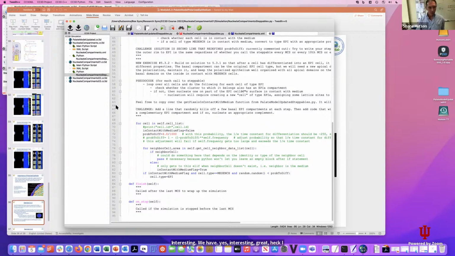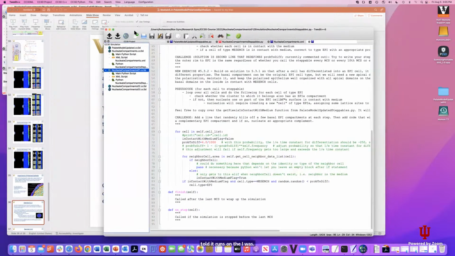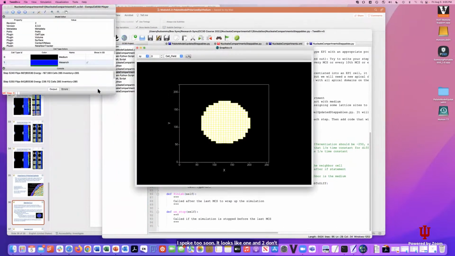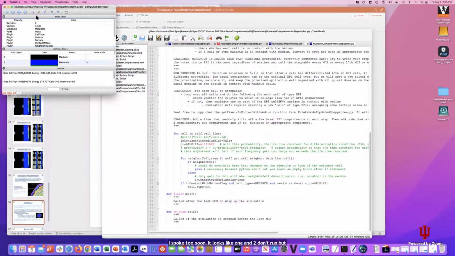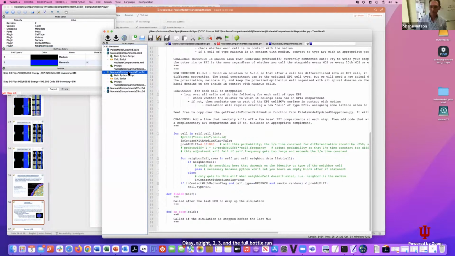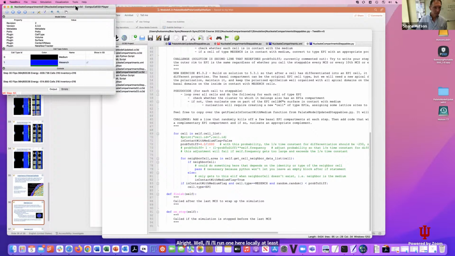And so if we run this one, then I hope this one will. I'm told it runs on NanoHub. I'll run it. It looks like I spoke too soon. It looks like 0 and 1 don't run, but 2, 3 and the full model run fine. Well, I'll run 1 here locally at least, so people can see what its output should have been.